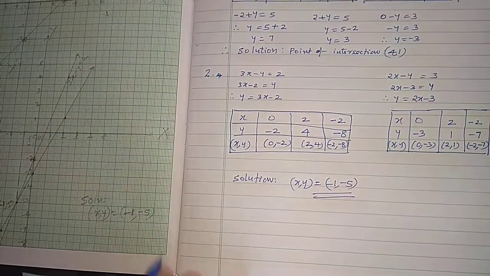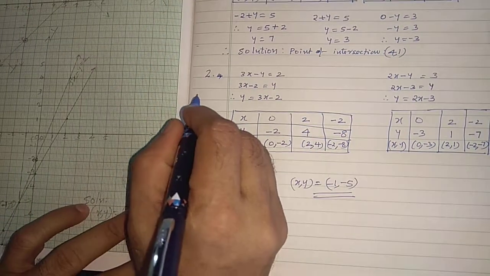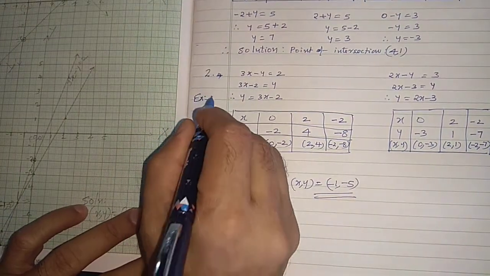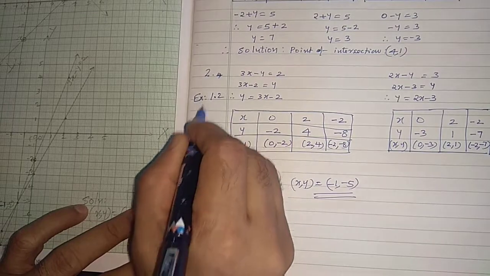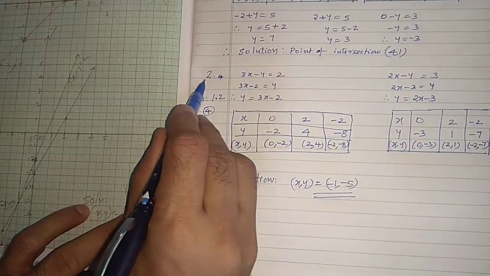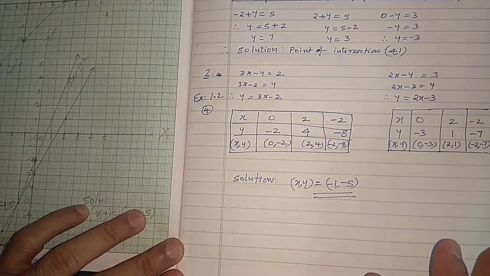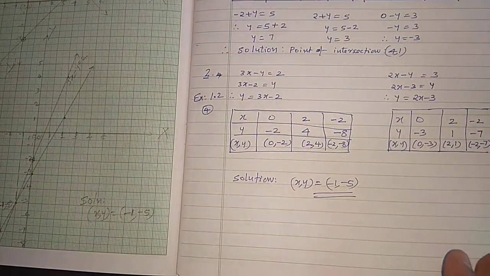This is the fourth question of exercise practice set 1.2. Question number 4. Main question 2, sub question number 4. Exactly like this you can do the other problems also. If at all we do the last question also, question number 6.